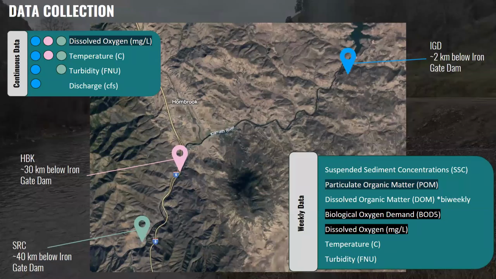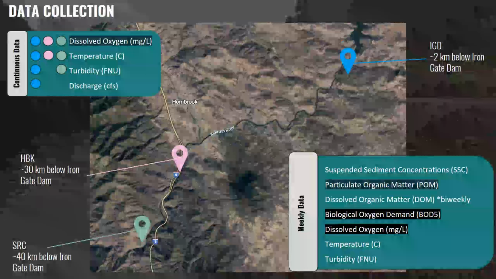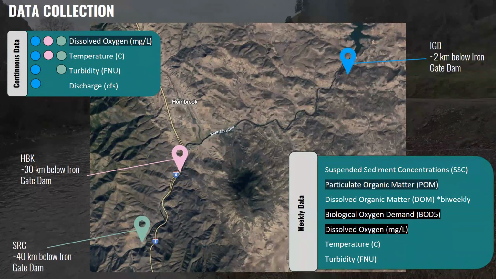But what my entire study did access were 3 sites. Our furthest upstream site is 2 kilometers below the Iron Gate Dam. We also sampled 30 kilometers and 40 kilometers below the Iron Gate Dam. This farthest downstream site is right above the Shasta River confluence. At all of our sites, we were able to access continuous measurements. A lot of these were courtesy of the Kootenai tribal efforts and accessed by RES.